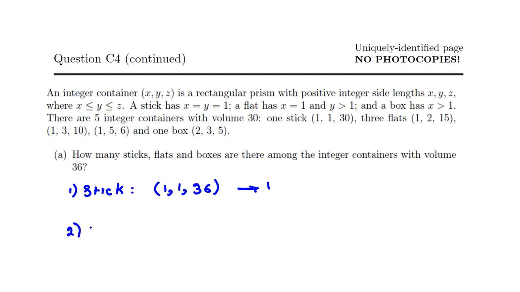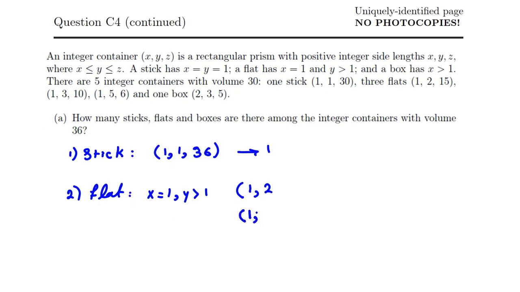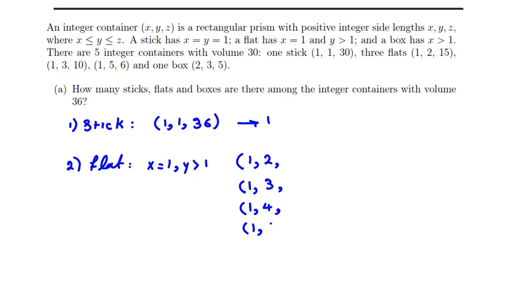Now let's consider the second case. The second case is what? Flat. In a flat, what's the property? X is 1 and y is greater than 1. So the first is 1. For the second, it can be 2. Let's write the cases. Because the product is 36, y should be a divisor of 36. So 3 is possible, 4 is possible, 5 is not possible because 5 is not a divisor of 36. 6 is possible, so we write 2 times 18, 3 times 12, 4 times 9, and 6 times 6.